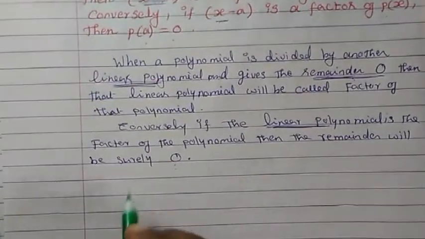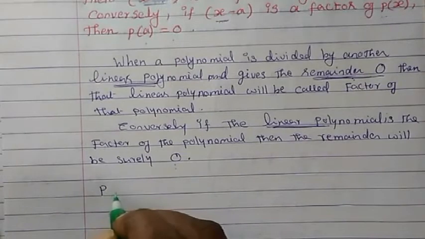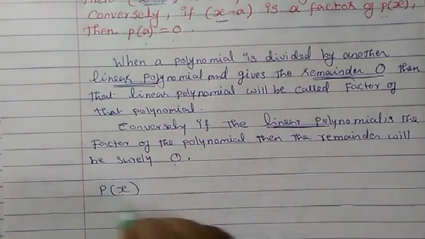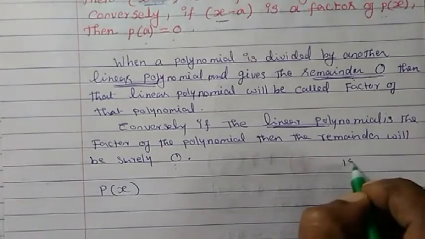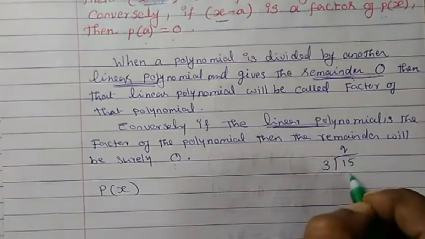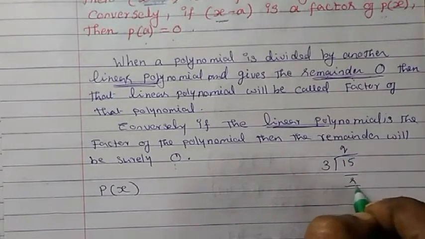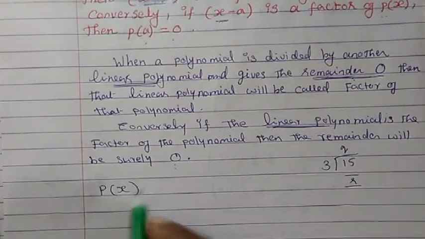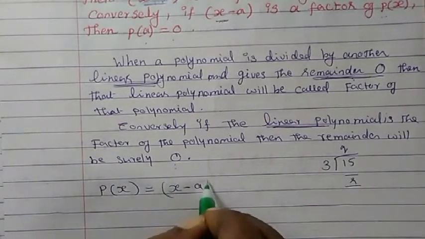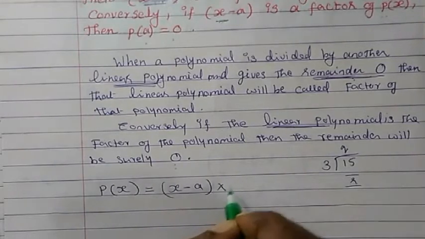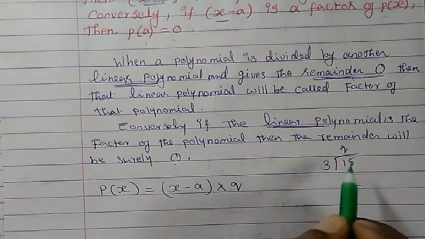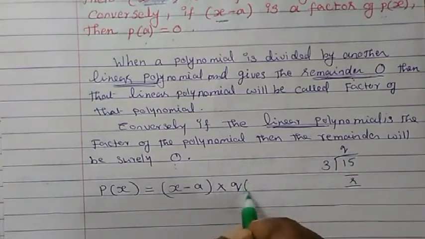So now we can just see the proof. They won't ask you to prove, but it is just to understand. For example, if we are dividing 15 by 3, surely we will get some quotient and then surely we will get some remainder. Same way, if some polynomial is divided by another linear polynomial, then surely we will get some quotient, because when something is divided by something, we get the quotient.